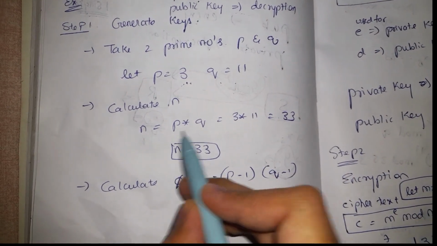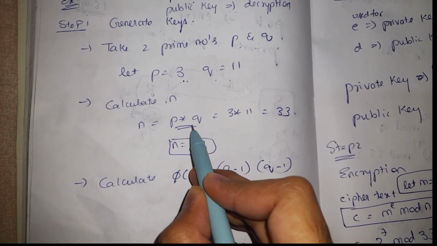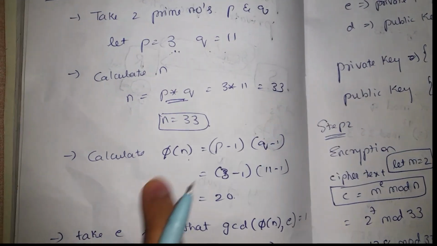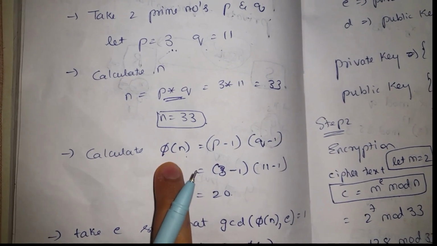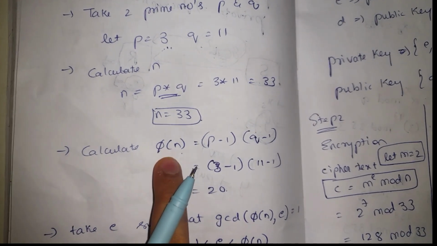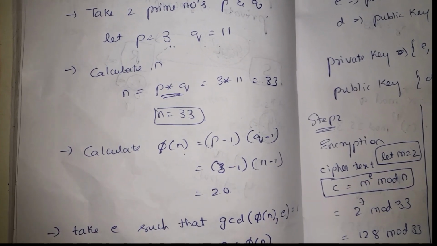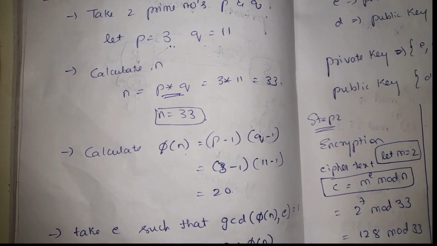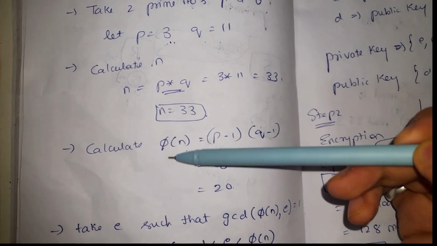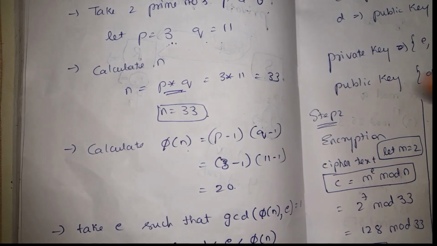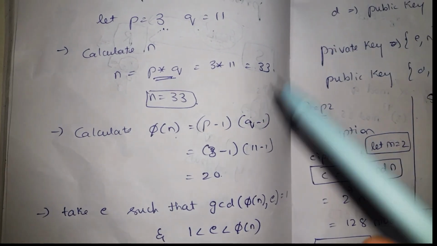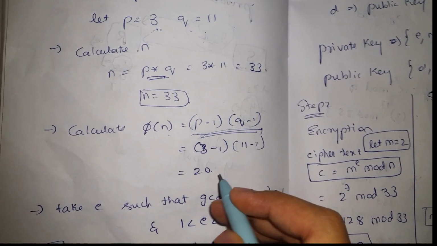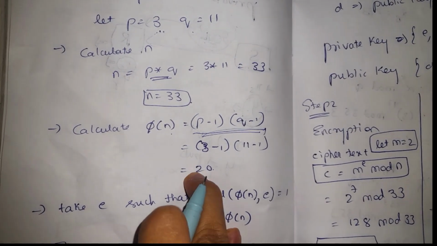So we are calculating n, and we have the formula p into q, which will be 33. And phi n. Phi n in mathematics is the Euler totient function, which represents the count of numbers between 1 and n that are coprime to n. If we calculate phi n using its formula and simplify it further, it will be 20.